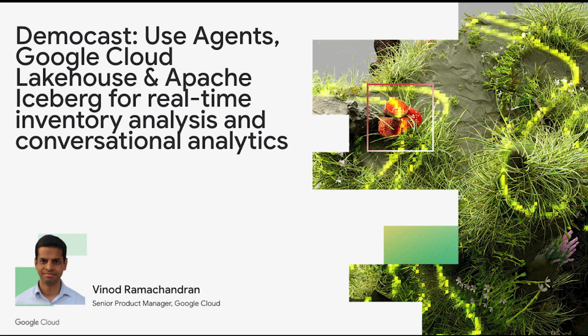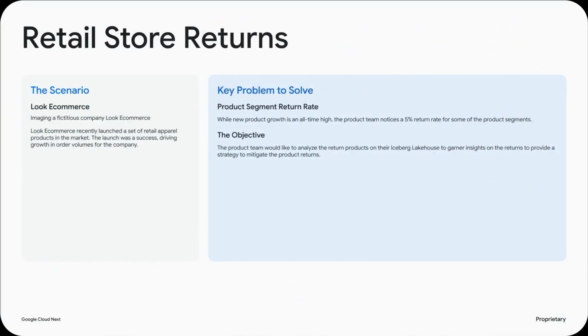Let's talk about a key use case. Let's set the context. Imagine a fictitious retail commerce company, such as Look Commerce. You recently launched a product which is doing really well in the market, but you see that some of the products that were launched have a return rate of about 5%.